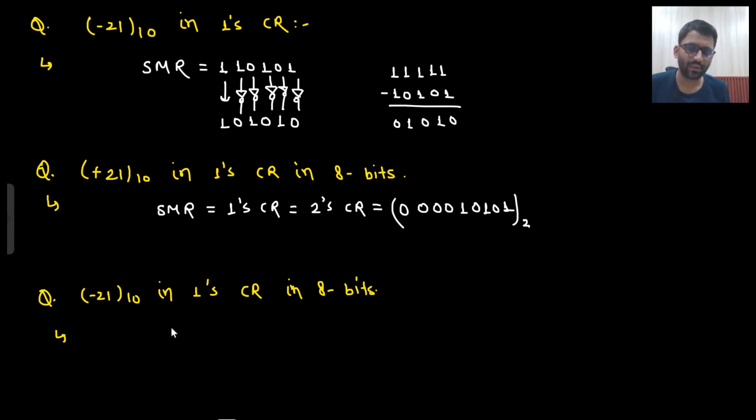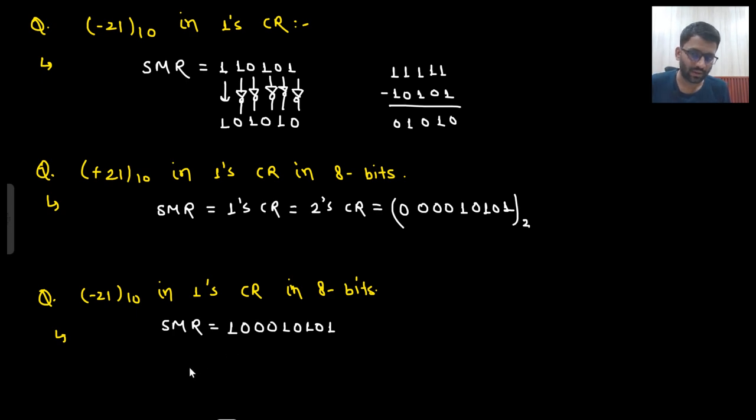So what did I tell you? First write the sign magnitude representation. What will be the sign magnitude representation of minus 21 in 8 bits? Minus will be denoted by 1. How will 21 be written? In 7 bits you need to write 21. So 2 bits of 0 and 5 bits for 1, 0, 1, 0, 1. So this is your 21 and this is your negative sign, right?